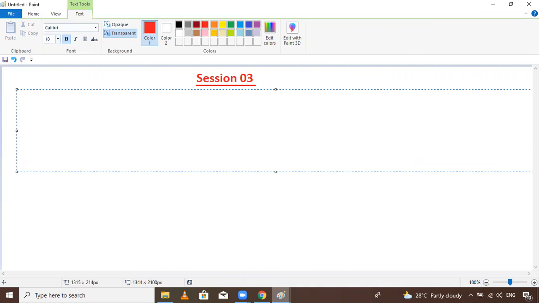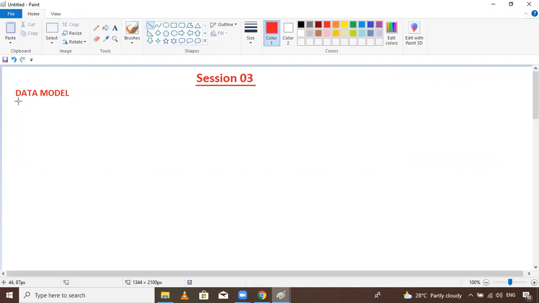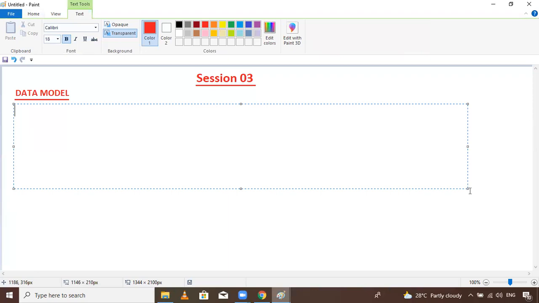Data model. Today's session we learn data model. So now, what is the data model? First of all, data model. Write it.